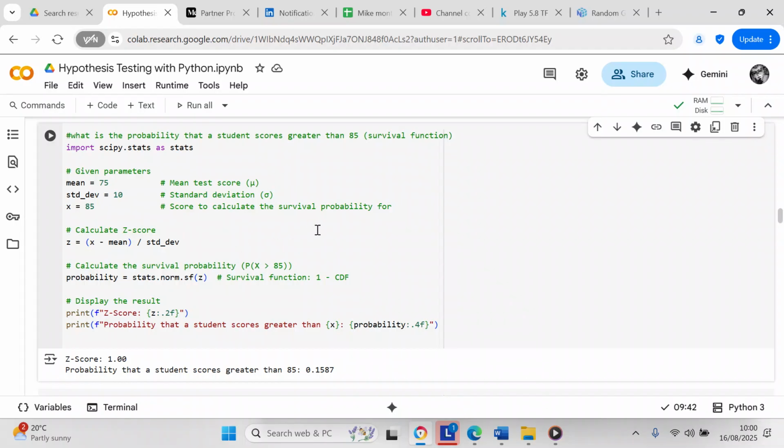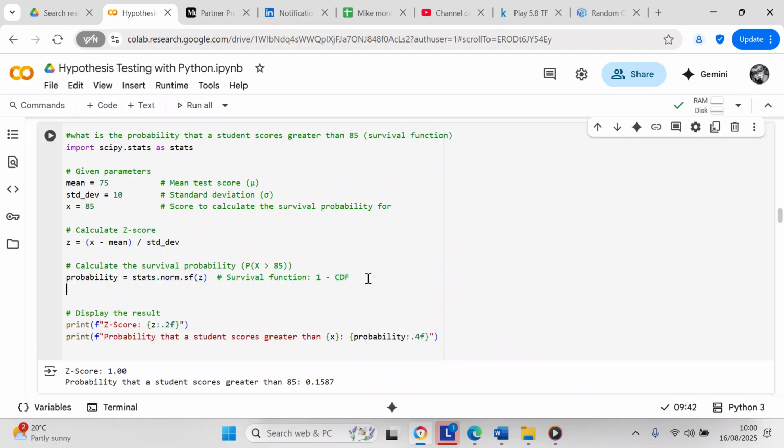We calculate our z-score, which is X minus mean, which is negative 10 divided by 10, so it's going to be negative 1. Then your probability is going to be stats.norm.sf(z). This is your survival function. You can also say it's equal to 1 minus CDF. So you can say prob CDF, and it should be the same.